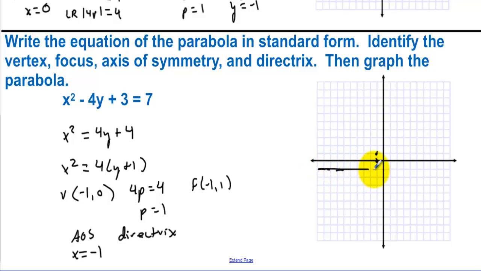Actually, I don't know why I'm dotting that. I can just draw it solid. 1 down from the vertex, so that's equal to y equals -1, and then graph the parabola. We have the absolute value of 4p is actually equal to 4, so we're going right and left through the focus 2 units. And there's the parabola.